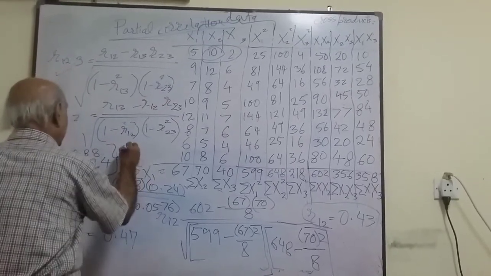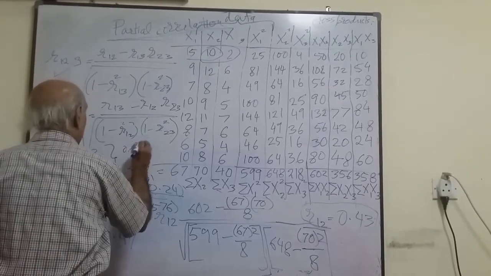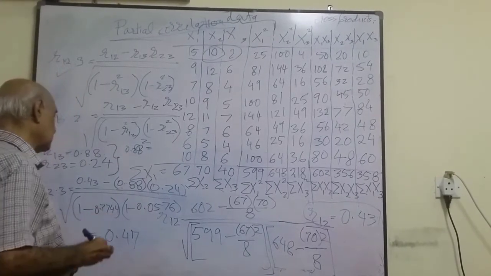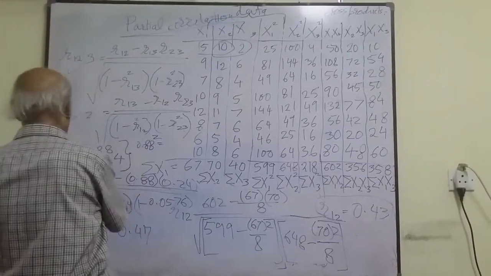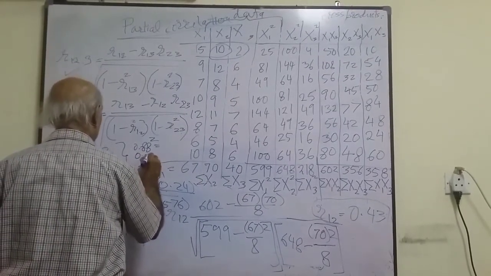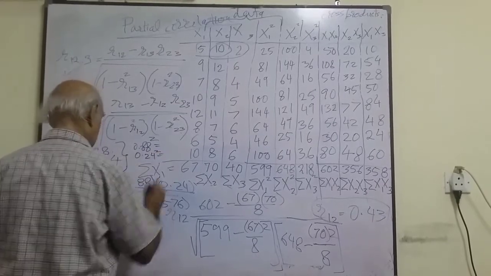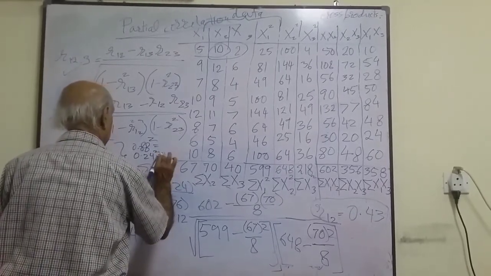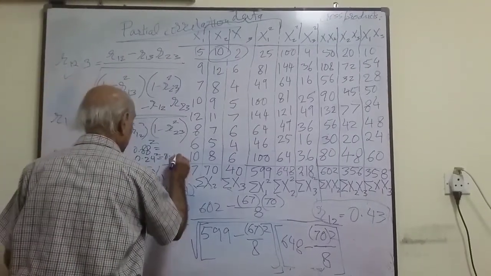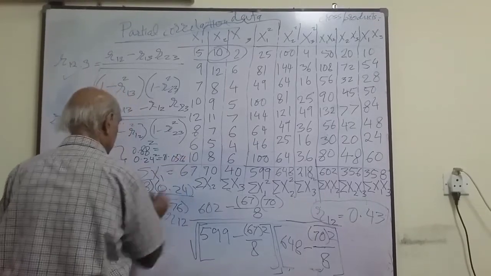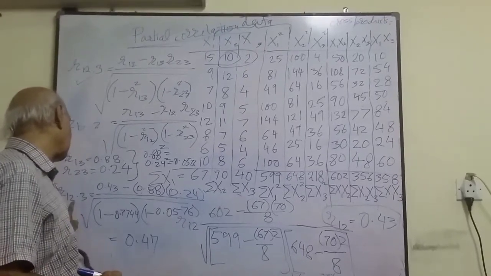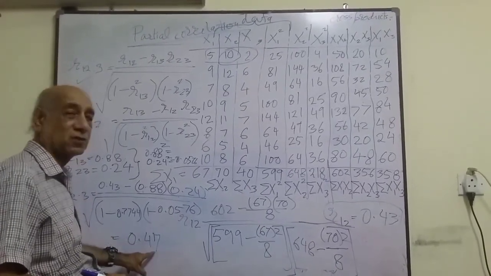R13 is 0.88, its square is 0.7744. Similarly, for R23, the value is 0.24 and its square is 0.0576. Solve this, you get the value of R12.3 as 0.47.